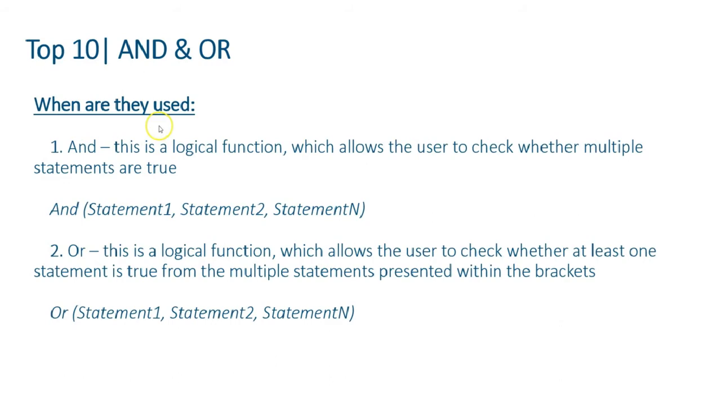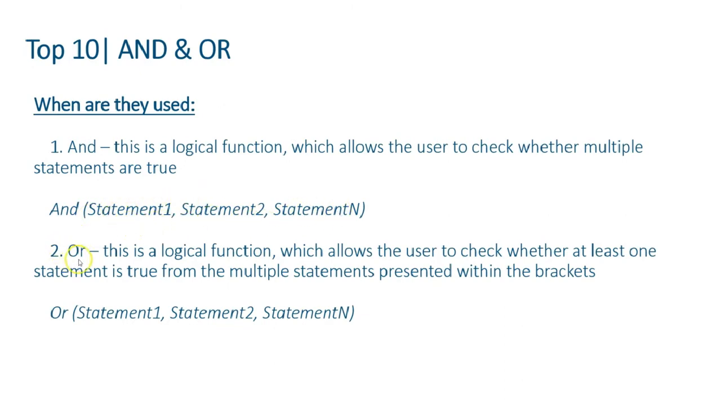These are two logical functions which are very often used, especially in combination with the IF statement formula that we discussed earlier in this course. So AND is a logical function which allows us to check whether multiple statements are true. It is going to show false if one statement, for example, is false, but it is going to show true only in the case where all statements are actually correct.